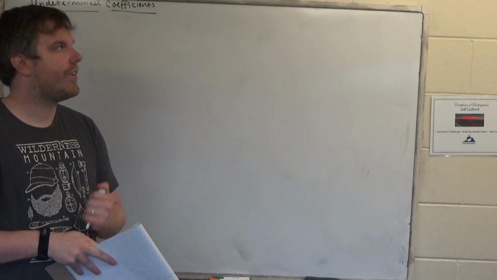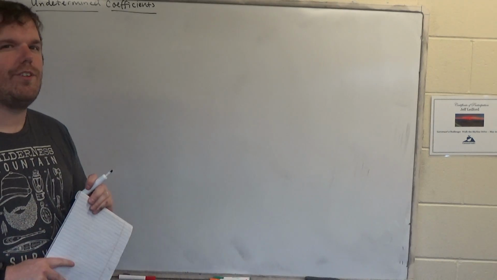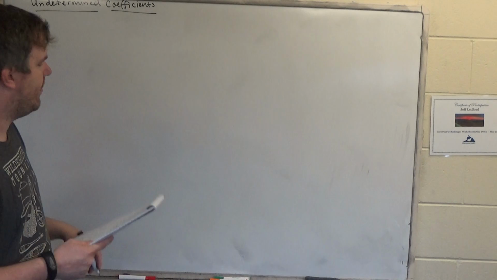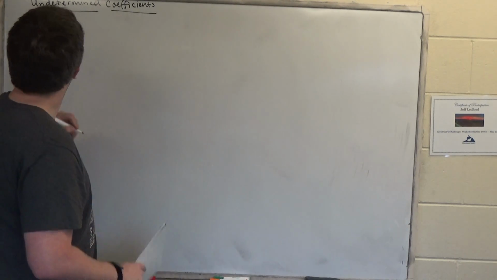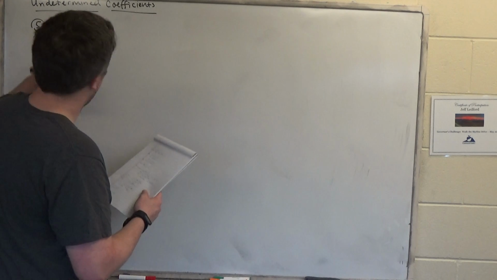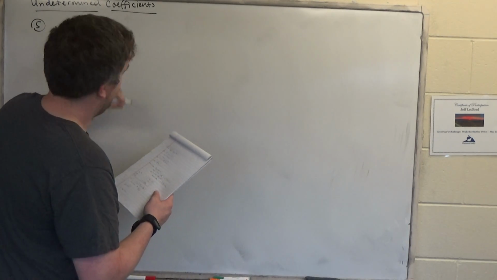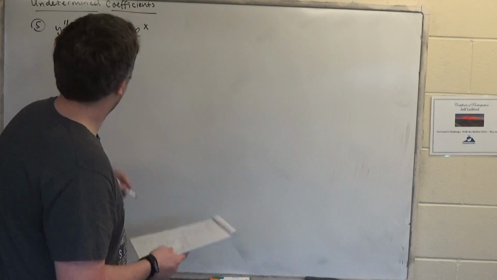Hi class. We're again going to do a method of undetermined coefficients problem. And we're going to see sometimes tricky stuff happens. In this case we're going to do number 5. And number 5 reads y double prime plus y prime minus 2y equals 3 e to the x.